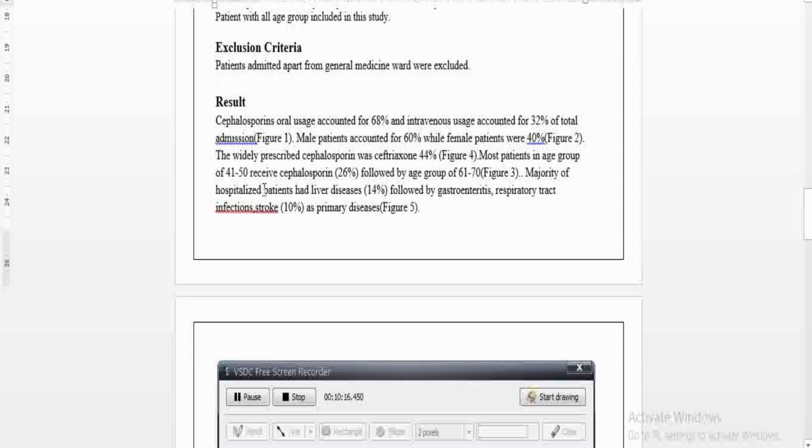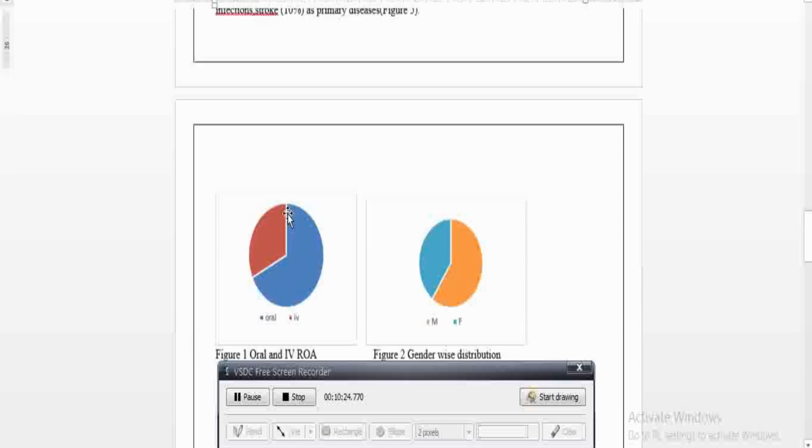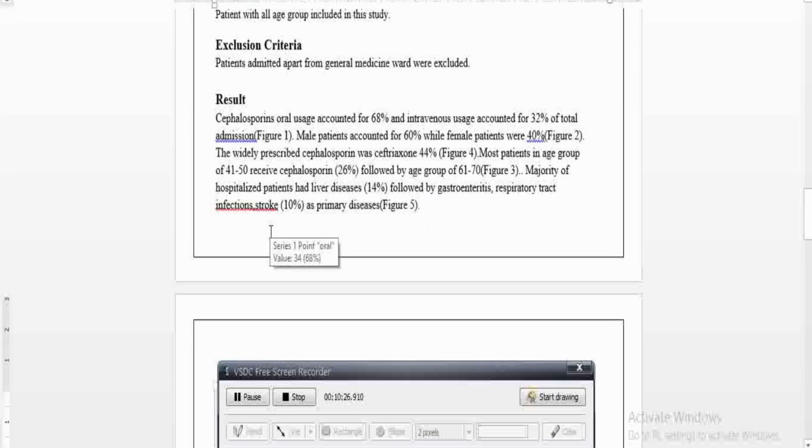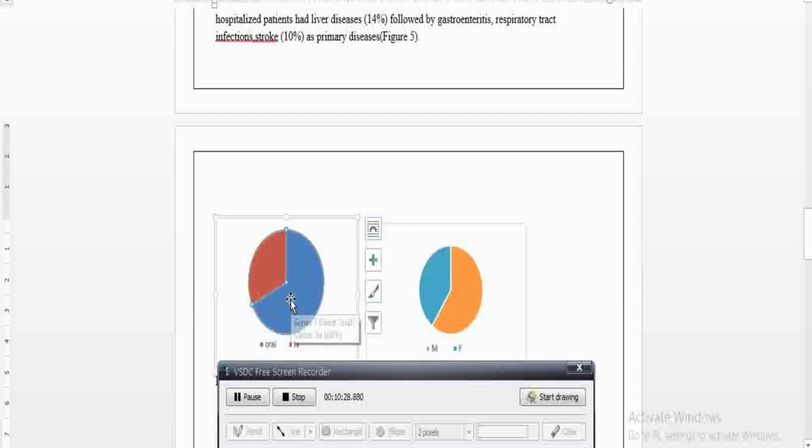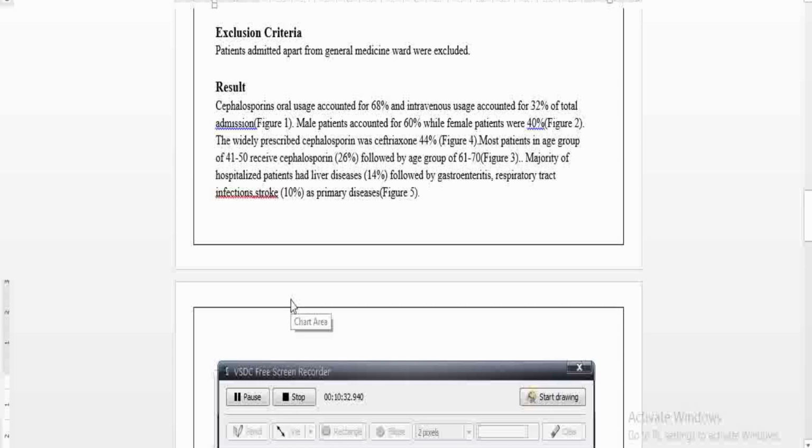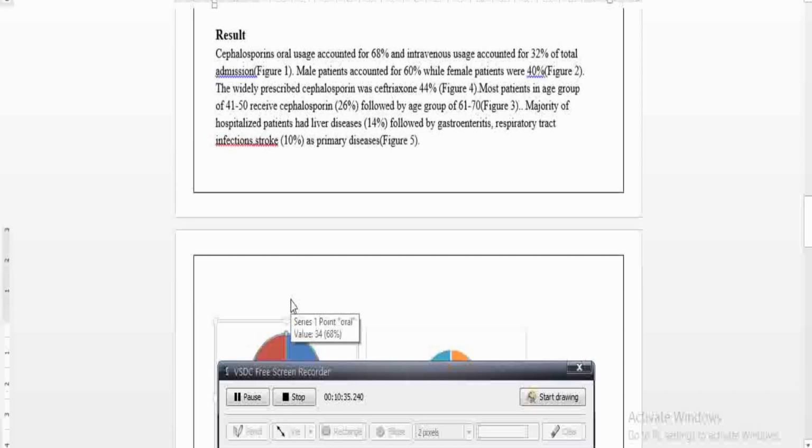Now the result. Cephalosporin oral usage accounted for 68% and intravenous usage accounted for 32% of the total admissions. So here, as you can see, I have written it for figure 1, that is this chart which we saw in the Excel sheet. Based on that I have written my result. So 68% were given by oral route and 32% were given by intravenous route. That I could analyze through the Excel sheet. So this was by route of administration.